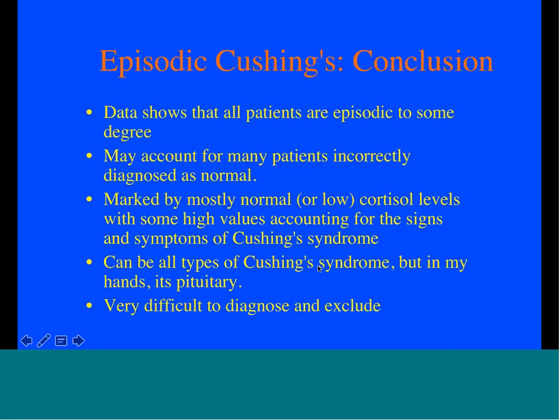Our conclusion is that most patients are episodic to some degree. It's marked by mostly normal or low cortisol levels with some high values accounting for the signs and symptoms of Cushing's syndrome. It can be all types of Cushing's syndrome. In my hands, it's mostly pituitary, and these cases are very difficult to diagnose and difficult to exclude.